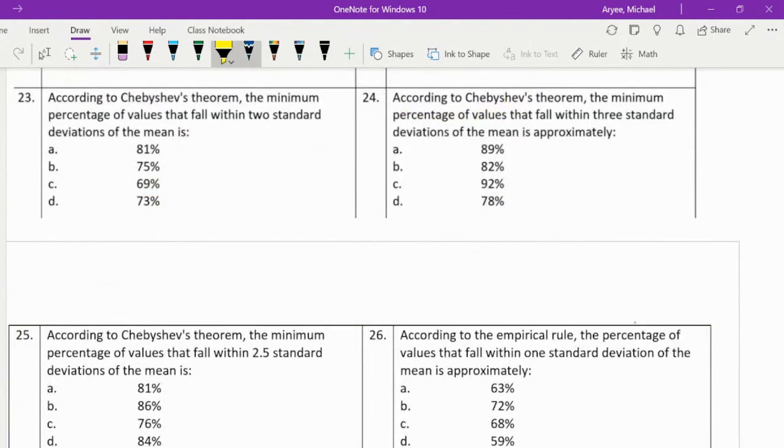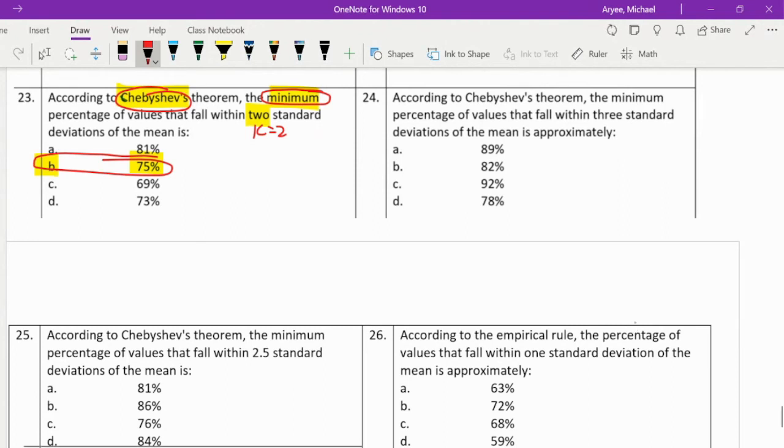Now, Chebyshev. They say 2 standard deviations, so K equals 2 for Chebyshev. Here they've used the word minimum already, so we are good. Anytime they talk about Chebyshev, the word minimum or at least should come. When K is 2, that is 75% for Chebyshev. That's why I said memorize K equals 2, K equals 3 for Chebyshev.